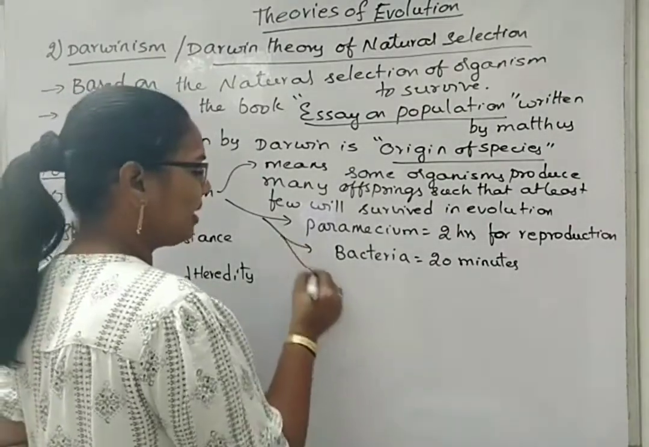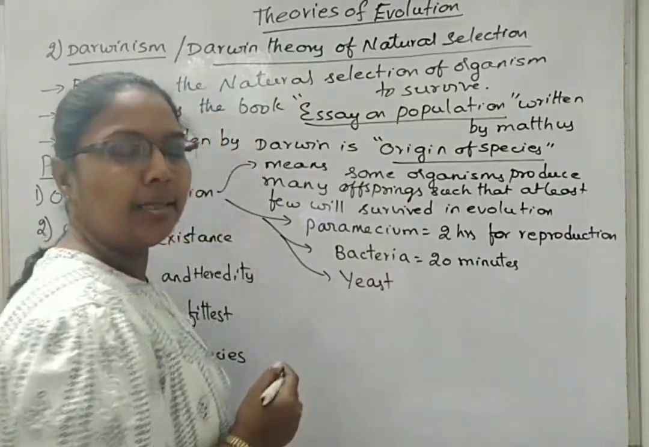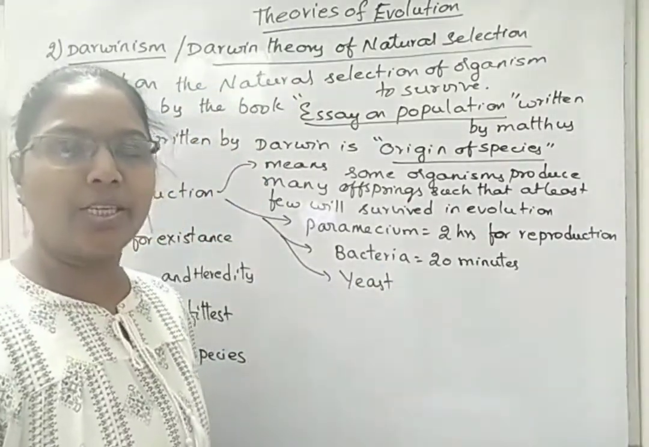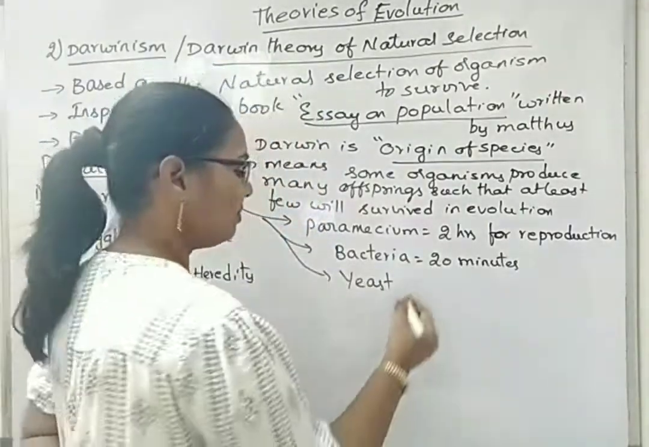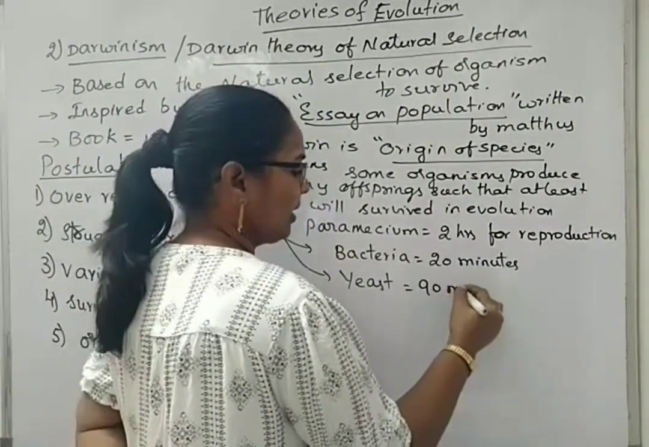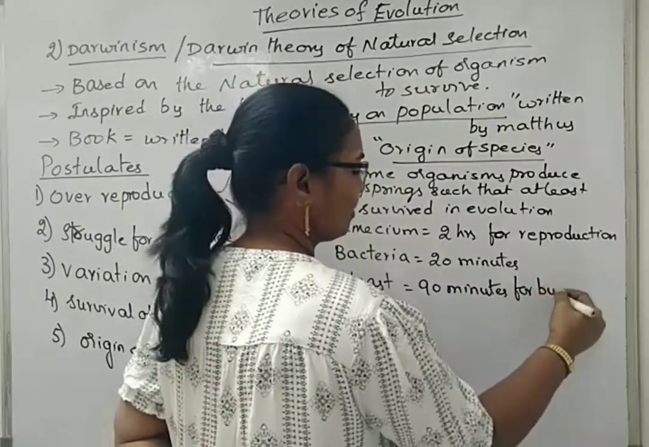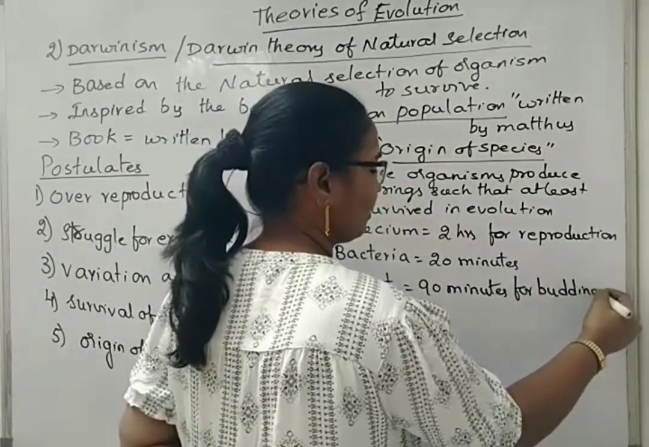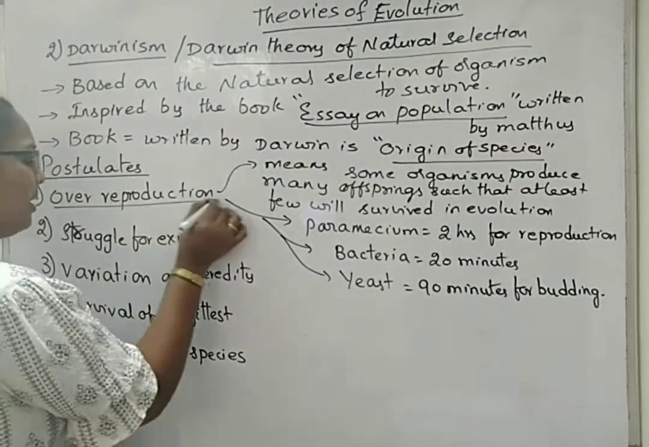Another example is yeast. For its budding method of asexual reproduction, yeast takes 90 minutes for budding. So this is about over reproduction.